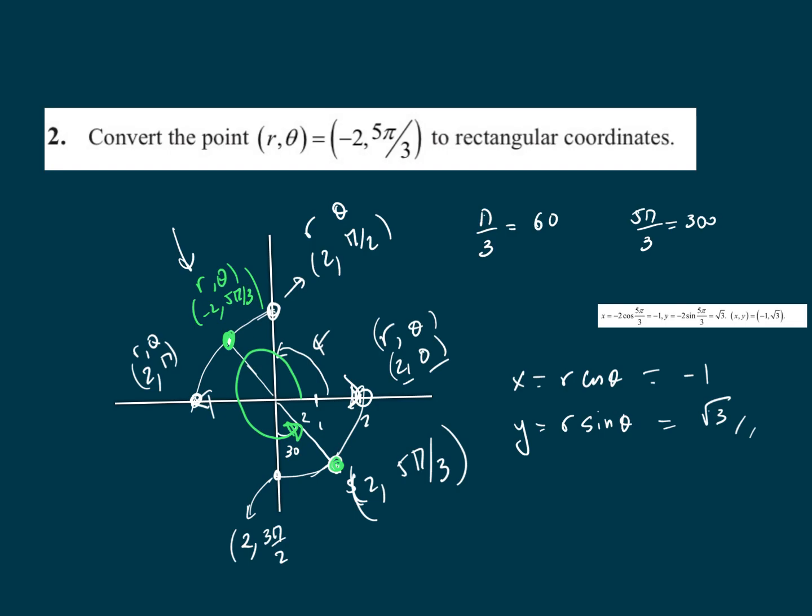And the x of this point is negative, minus 1, and the y is positive, square root of 3. So this is the problem. Let's go to another problem.